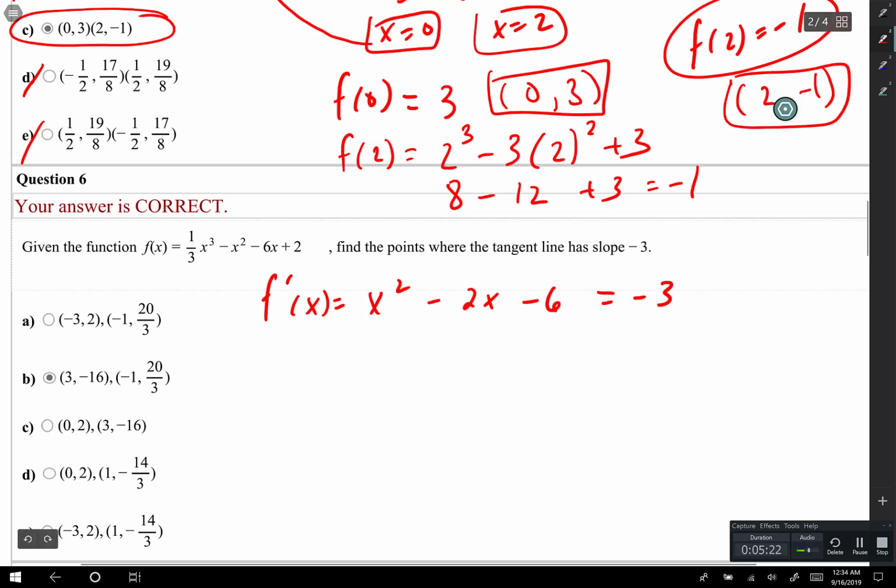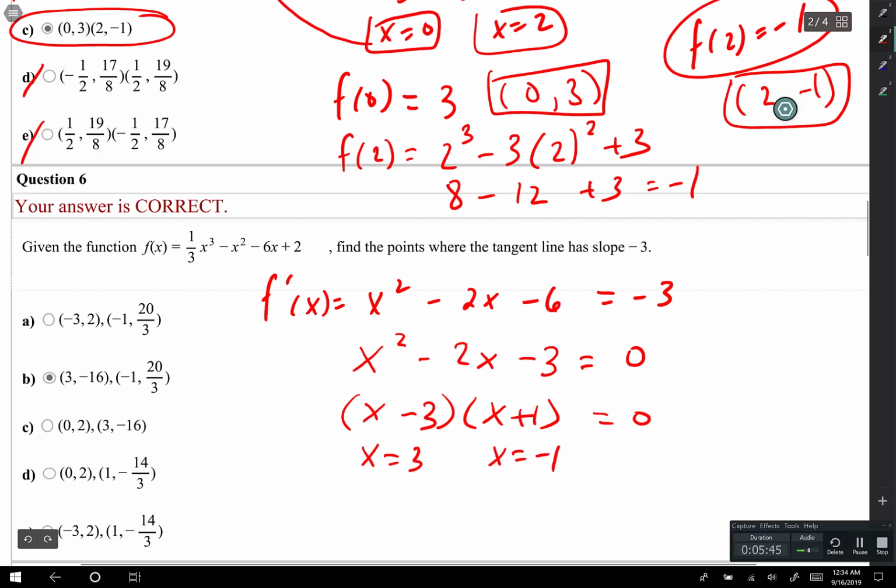So now I'm going to solve for this, guys. Move the -3 to the left. X squared minus 2x minus 3. So that means I'm going to have a -3 like so. And then factor that out. That looks like x minus 3 times x plus 1. So let's see, -3 times 1 is -3, -3 plus 1 is -2. So there it is. X equals 3, x equals -1.